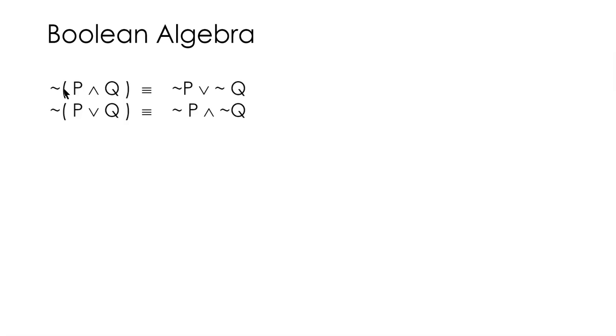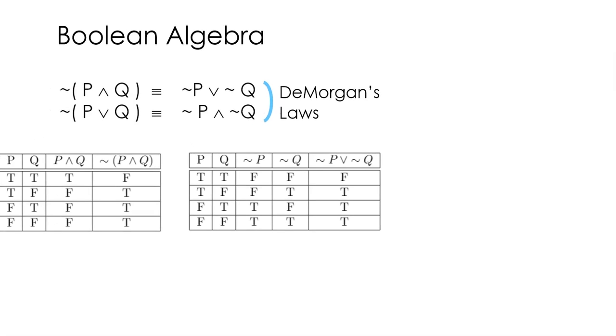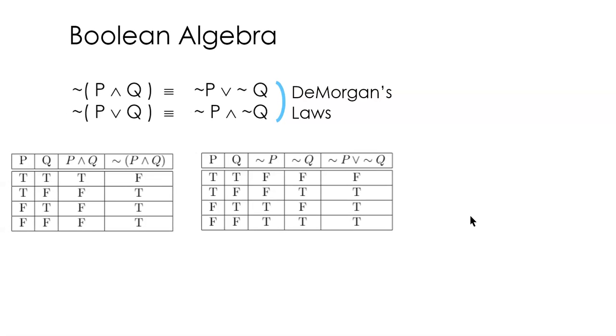If I negate P and Q, that is equivalent to not P or not Q. Similarly, if I negate a P or Q, that's the same as not P and not Q. These are known as De Morgan's laws.